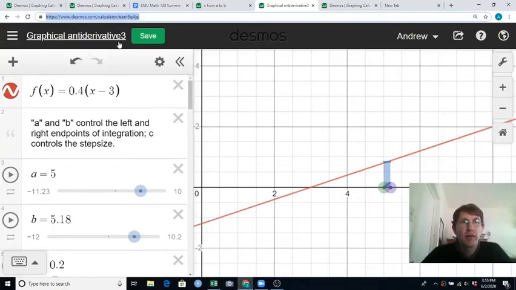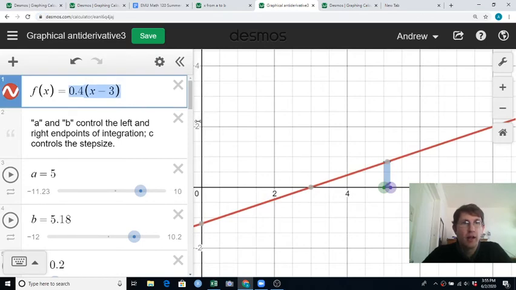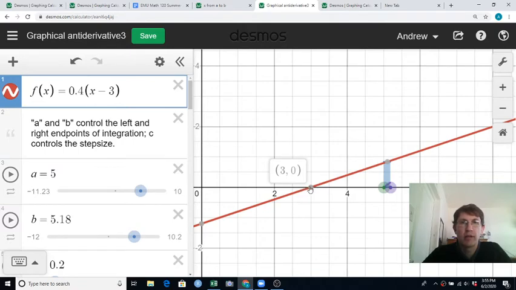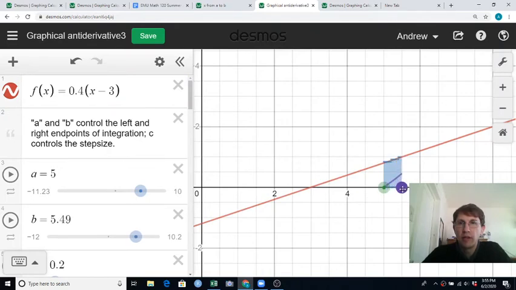All right, I've got my graphical antiderivative sheet set up. I've got a nice linear function here, and I'm starting at a equals 5, so a little bit farther along the axis than where that x-intercept is, just like the drawing I drew. So let's start moving our upper end of integration, the b value. We're integrating from a to b, you could say, or from a to capital X or something, or even lowercase x. And as I move along, I'm adding area faster and faster because these boxes are getting taller and taller.